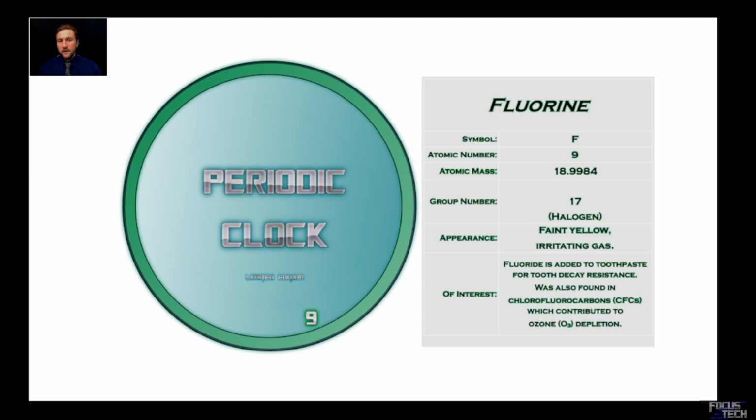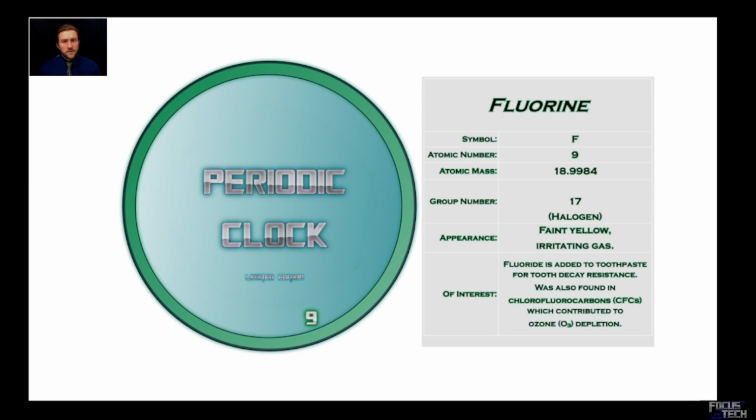Number 9, fluorine. So fluorine belongs to group 17. It's a halogen. It's actually got a bit of an irritating sensation if we get exposed to fluorine, but of particular interest, it's actually quite useful, and it's added to toothpaste to try and prevent tooth decay.